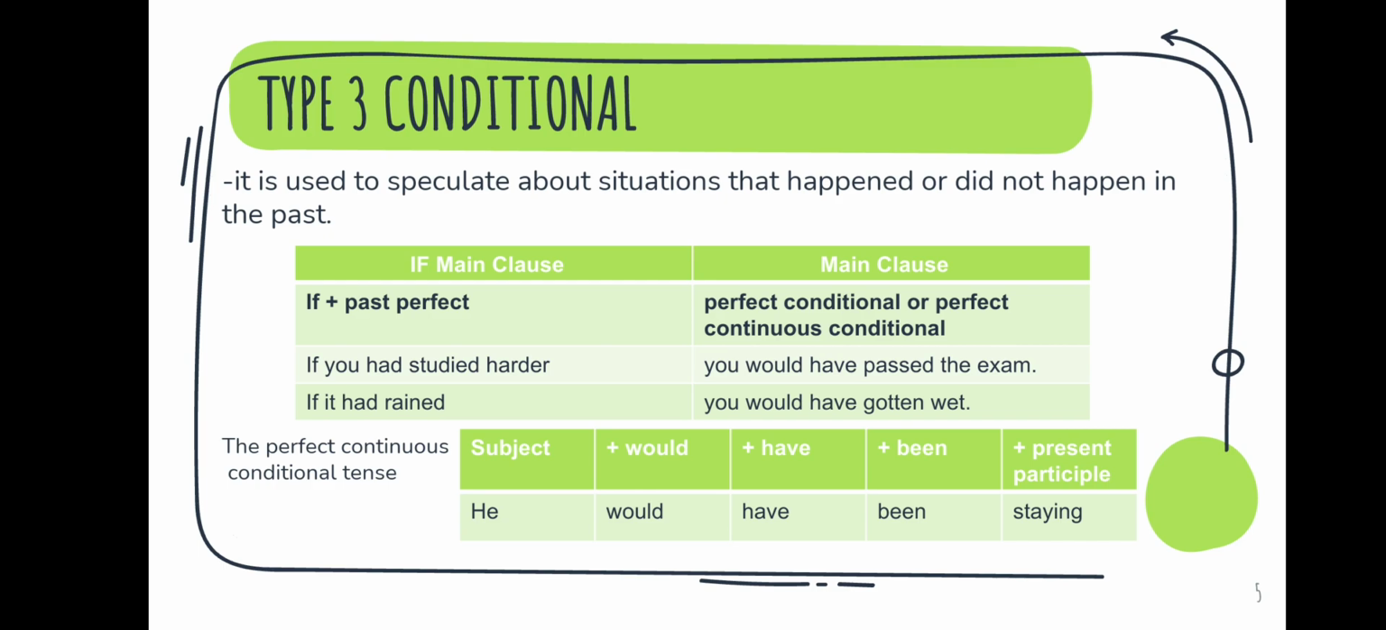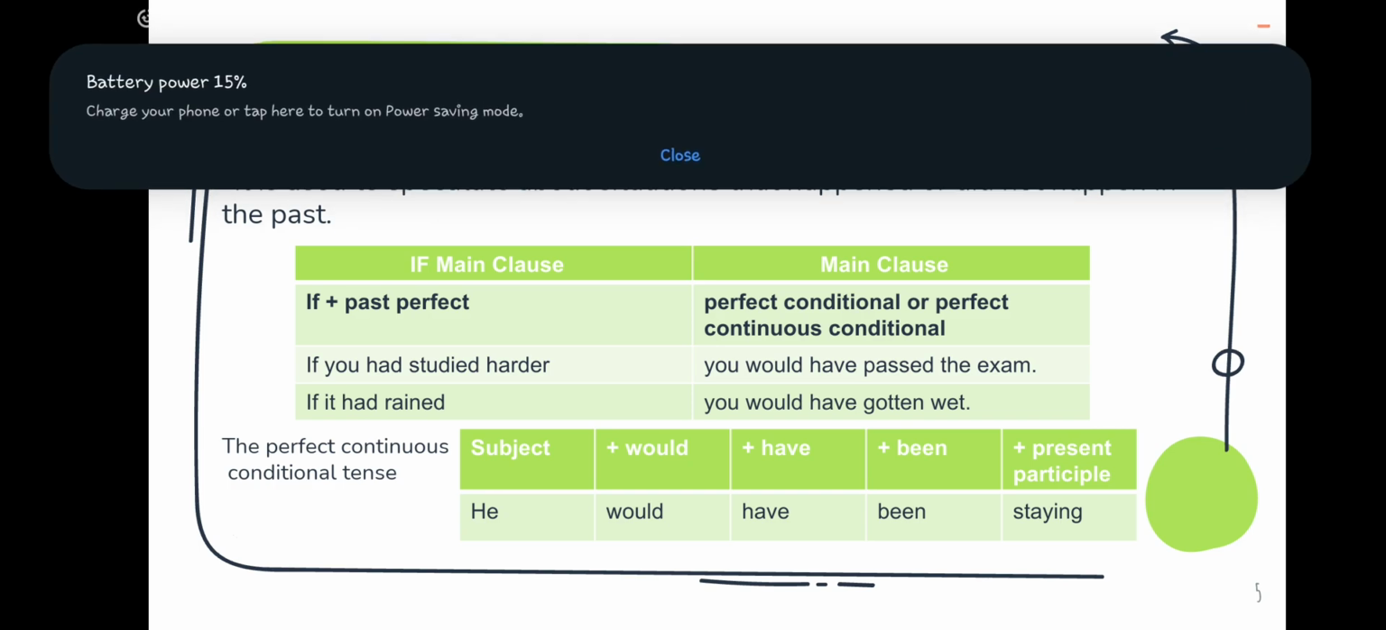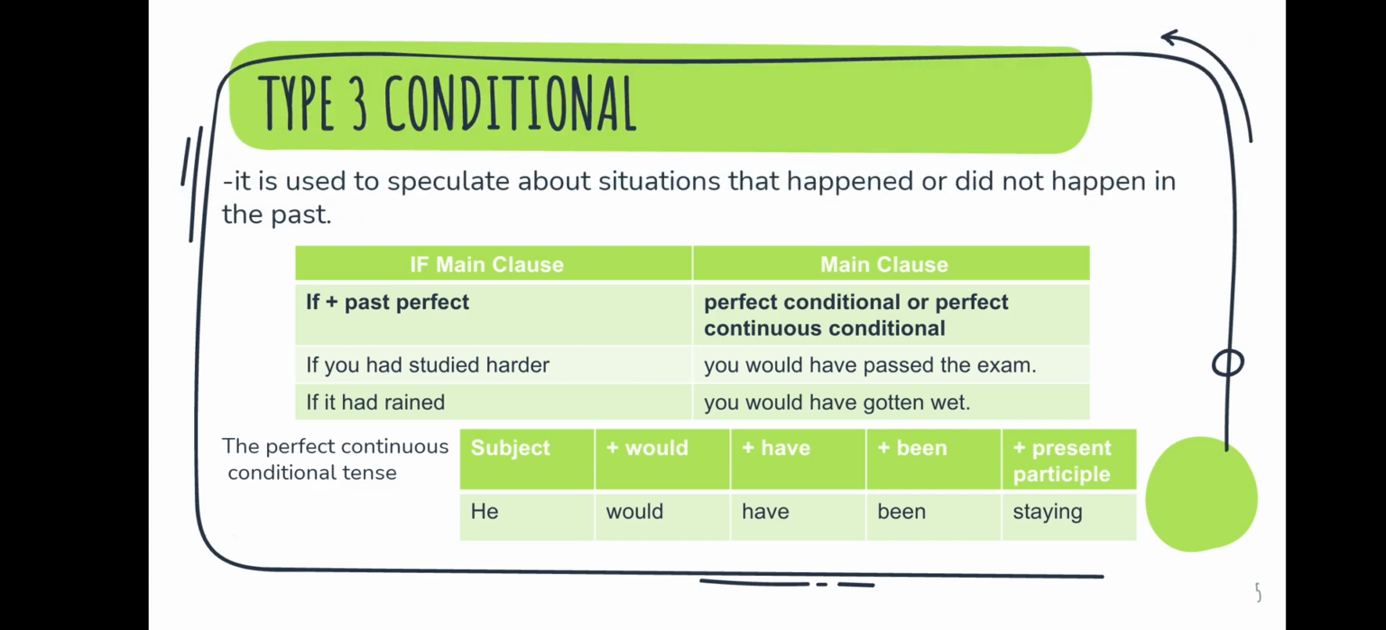So in type 3 conditional, it is used to speculate about situations that happened or did not happen in the past. So the type 3 conditional is used to refer to a time that is in the past and a situation that is contrary to reality. The facts they are based on are the opposite of what is expressed. The type 3 conditional is used to refer to an unreal past condition and its probable past result.